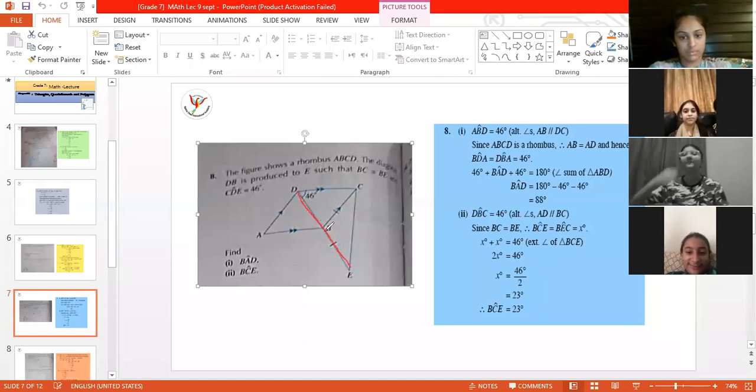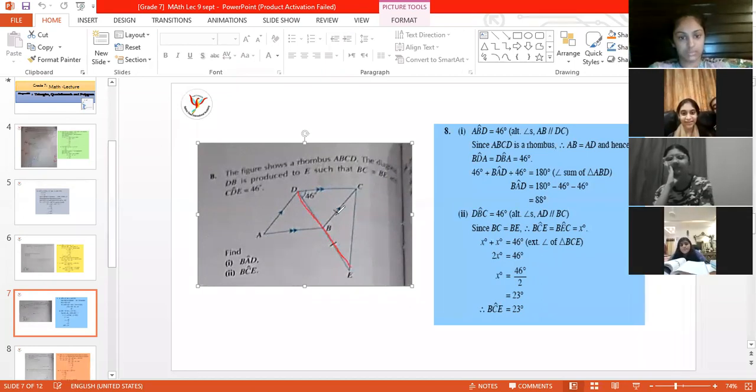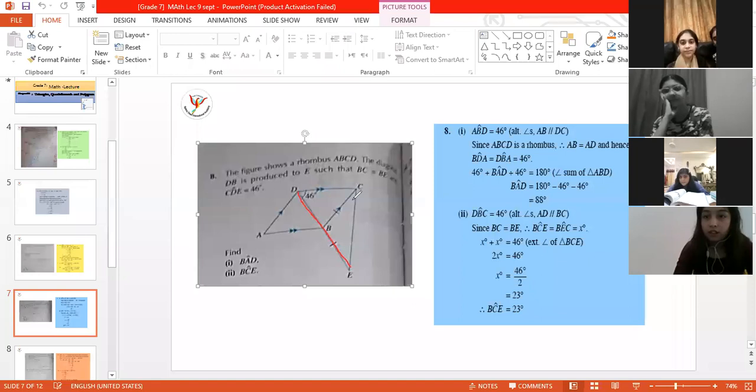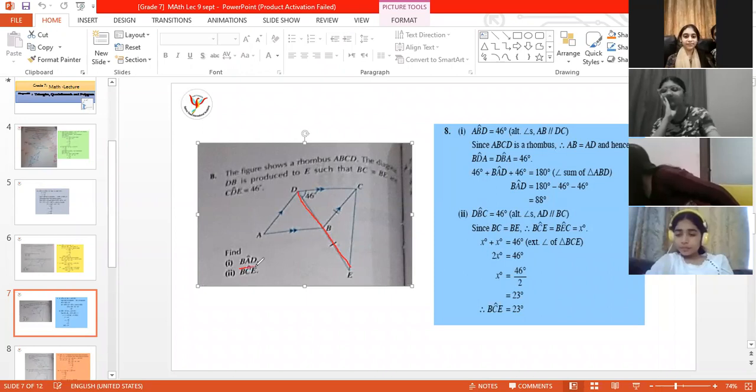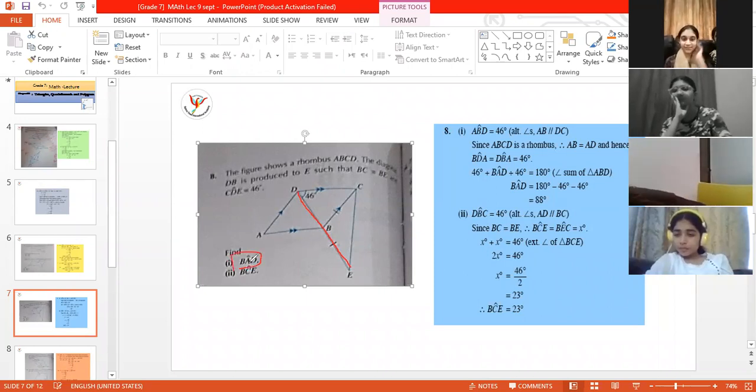Such that BC equals BE, which means that two sides are equal, and this is the triangle BCE. If it is a triangle where two sides are equal, the triangle is an isosceles triangle, and we know that the two angles will be the same. The other part is angle CDE equals 46 degrees. You have to find angle BAD, the angle between BA and AD. You have to find this angle.